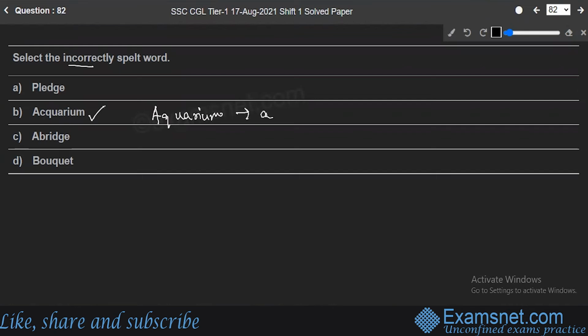Aquarium. And what do you mean by it? It's a glass container filled with water to keep fishes. Right? Fishes and other water animals, not particularly fishes, other water animals also can be kept over here. And here are the other ones: pledge, abridge, and bouquet.